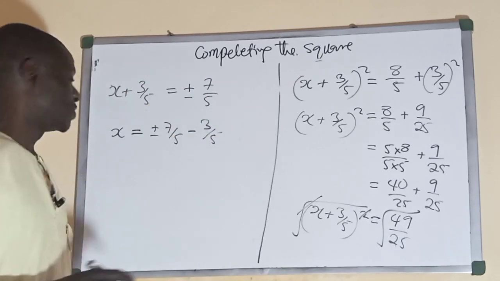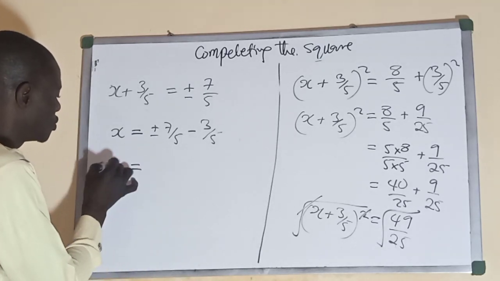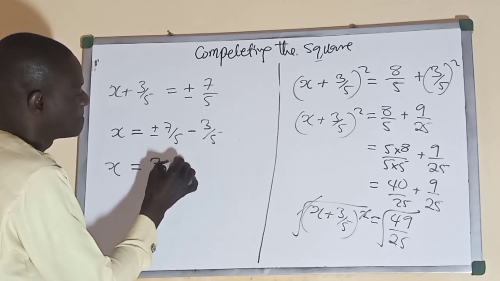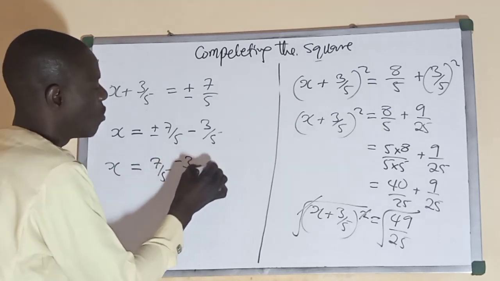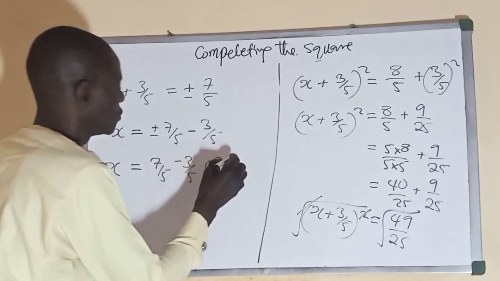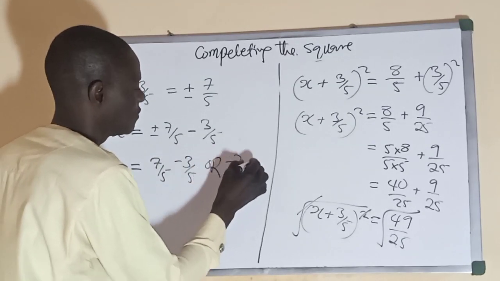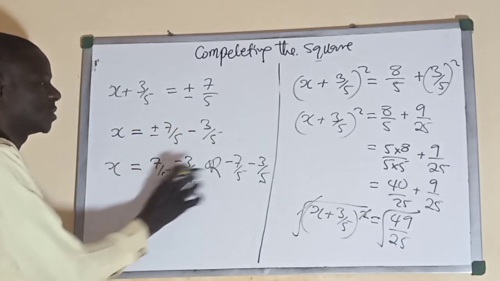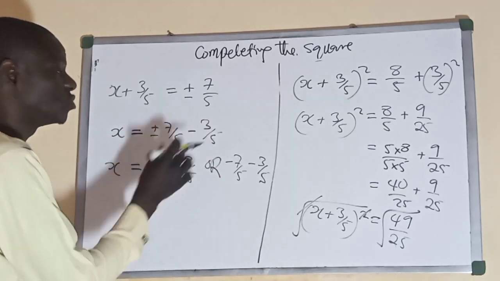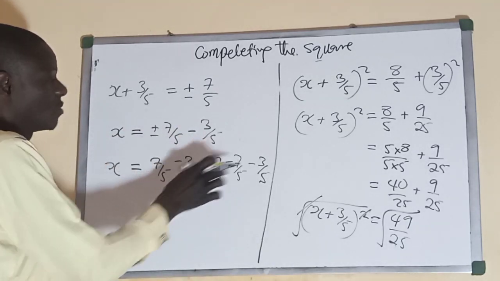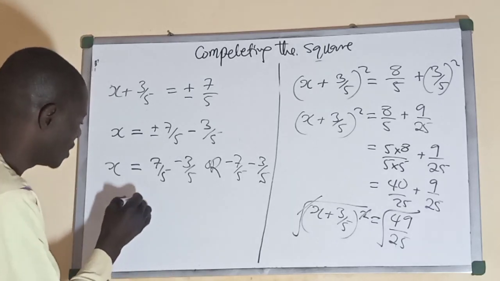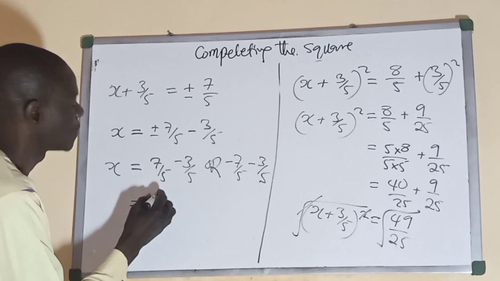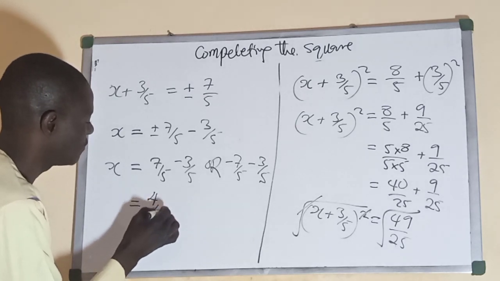Are we following? So now we have our x is equal to 7 all over 5 minus 3 all over 5, or our x is equal to minus 7 all over 5 minus 3 all over 5. Very simple, because we have plus or minus, therefore x has its own two values. That is, one is the plus and one is negative. I hope you are following. So here we have our x. 7 minus 3 will give us 4. Yes, we have 4 all over 5.